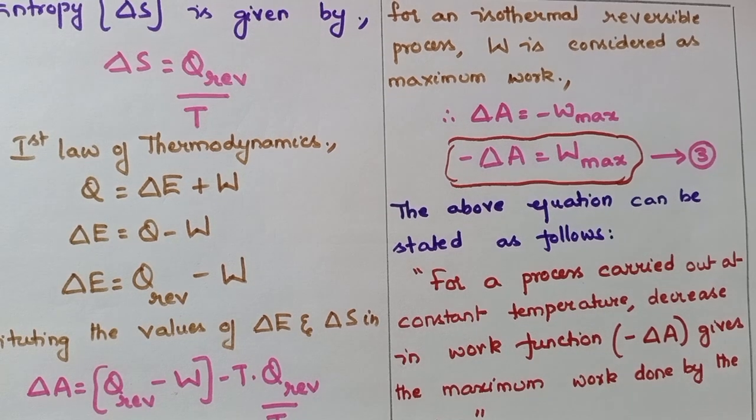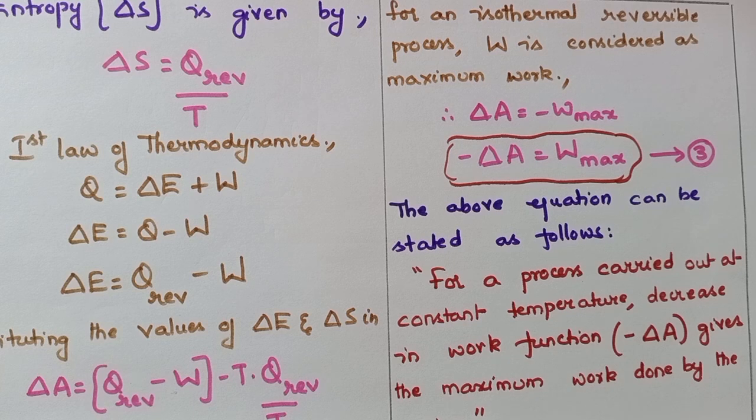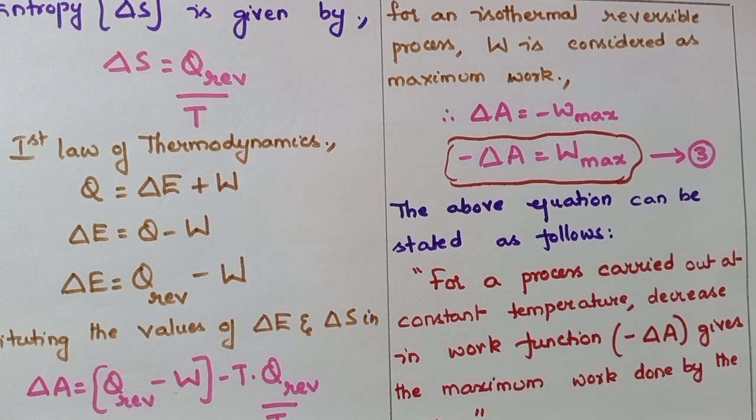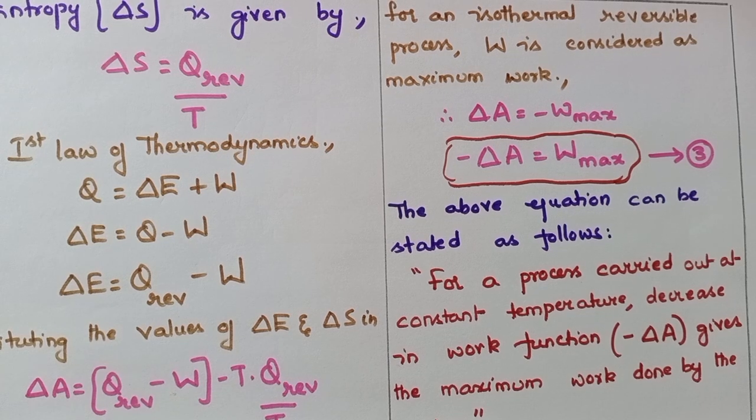Okay. So, bring minus sign to left side. So, minus delta A is equal to W max. Put it in a box and mark it as equation 3. Now, how do we put this equation in words? Or how can we put this equation expression in a statement? So, below write down. The above equation can be stated as follows.